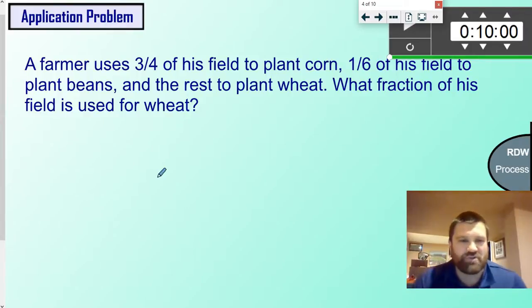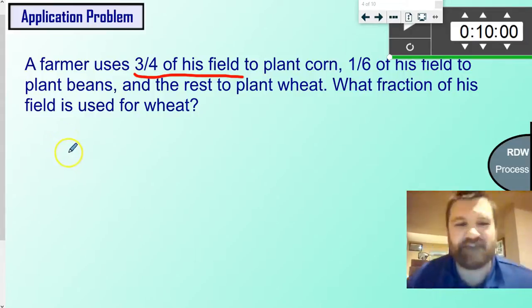A farmer uses 3/4 of his field to plant corn, 1/6 of his field to plant beans, and the rest to plant wheat. What fraction of his field is used for wheat? So we have to ask ourselves, are we adding, subtracting, multiplying, dividing? Well, what's the whole? So if we read it again, he uses 3/4 of his field to plant corn. So we know the whole is the field.